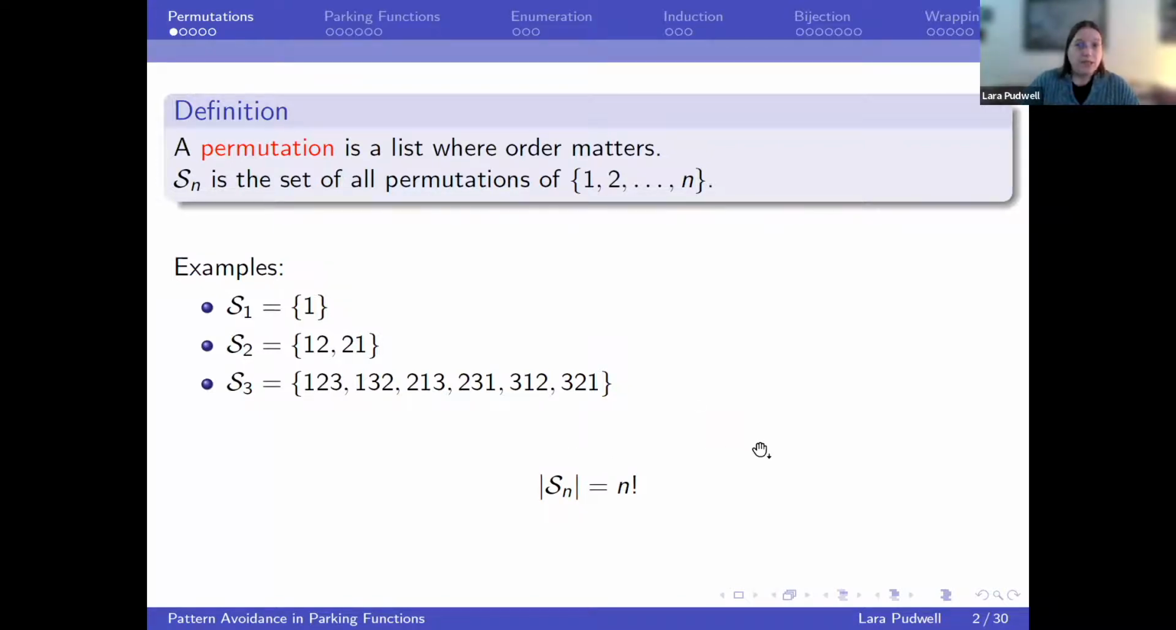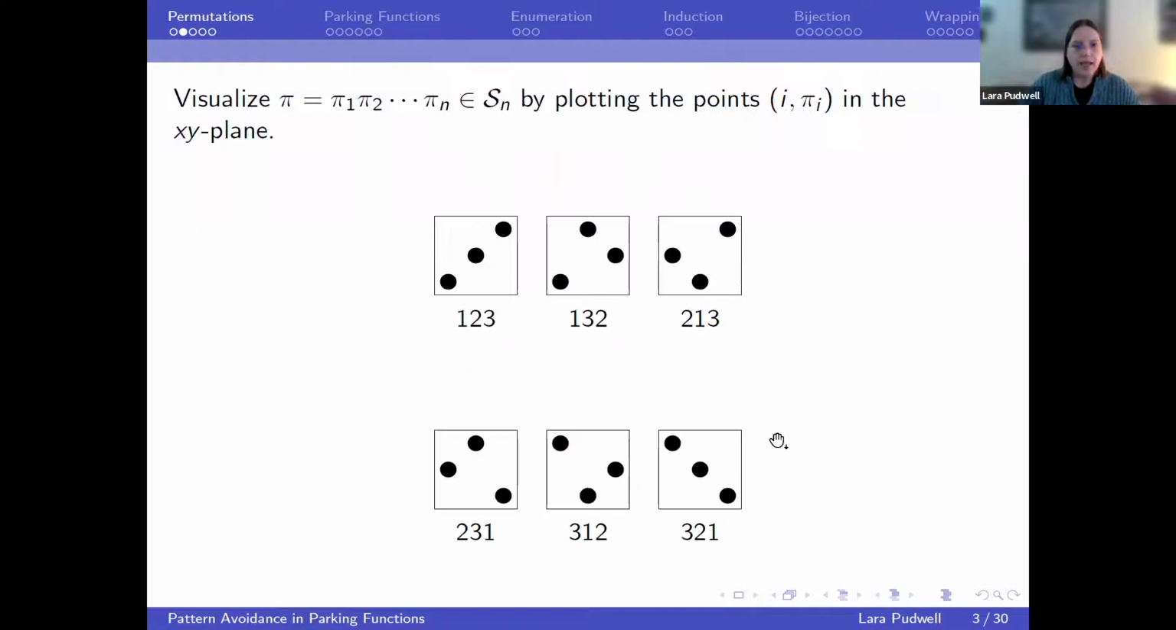While I'm not using any algebraic structure here, it does help me to think about permutations in a visual way. And so here is how I would graph each of the 6 permutations of size 3. If the ith entry of a permutation is called pi sub i, we plot the points (i, pi sub i) in the xy plane. For example, down here, the first number is 2, so I've plotted (1, 2). The last number is 1, so I've plotted (3, 1), and so on.